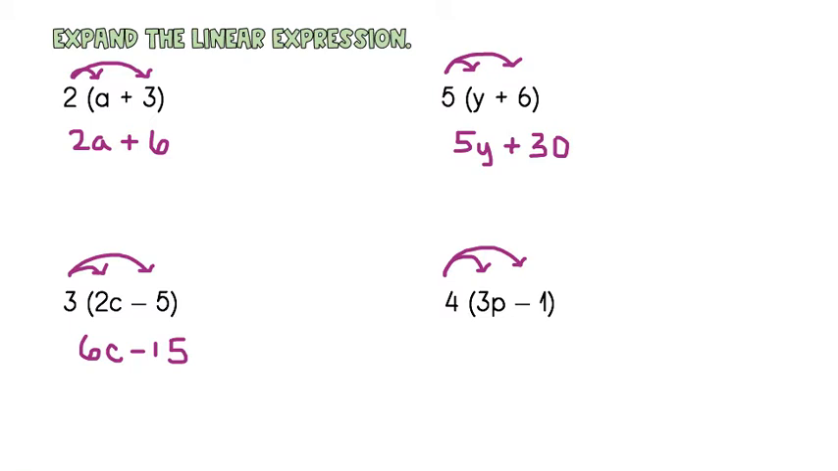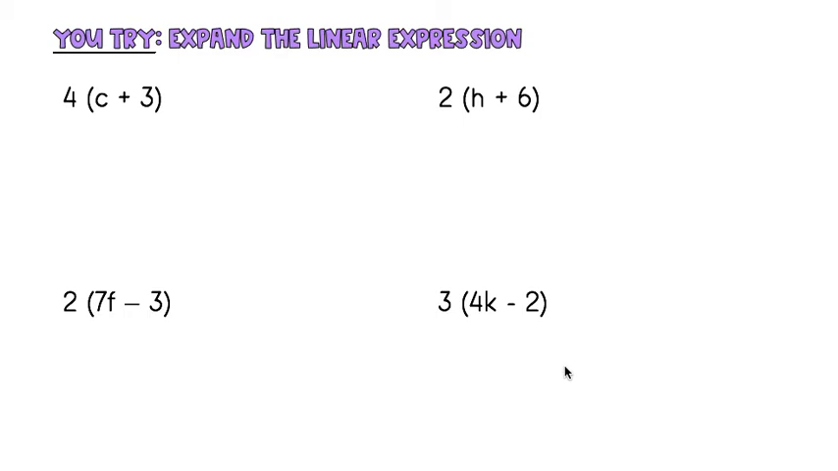For 4(3p - 1), I'm going to do 4 multiplied by 3p, which gives me 12p. And 4 multiplied by a negative 1. Remember that symbol in front of our number sticks with it. So 4 times negative 1 gives me a negative 4. Try these 4 problems on your own.